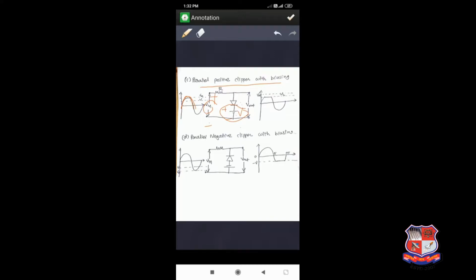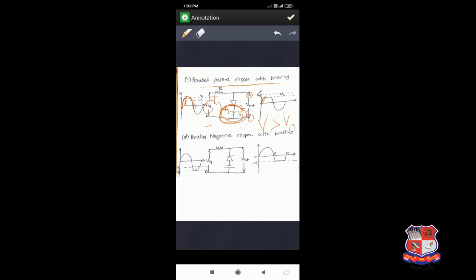So when the battery voltage is greater than Vin, in the starting, the battery voltage is greater than the input voltage, so due to this battery the diode is in reverse bias. This plus is connected with minus, so the diode is in reverse bias and acts as an open circuit. So we get output equal to the input voltage.